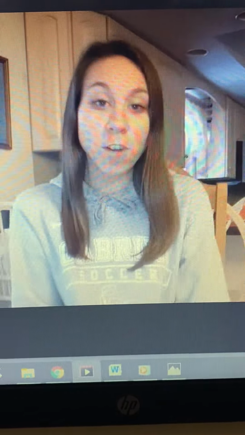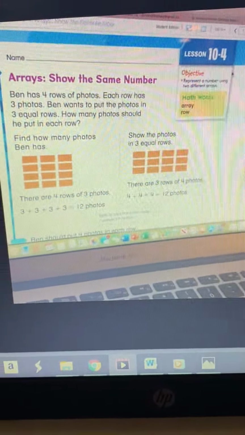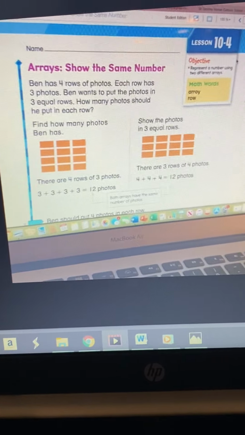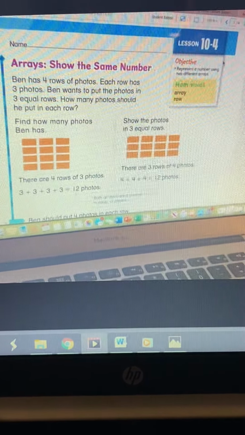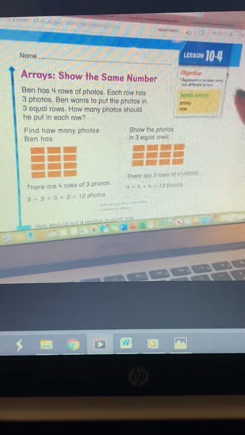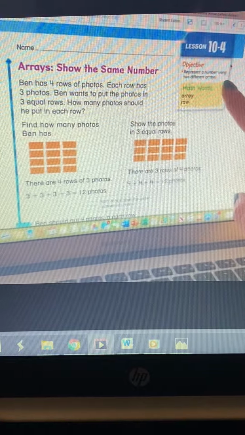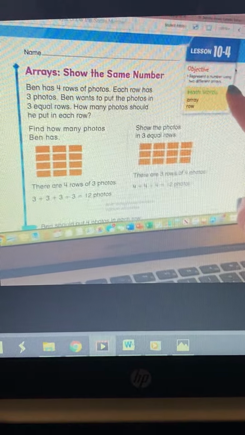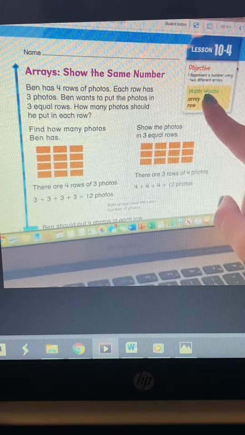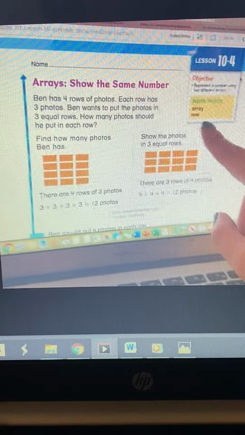Let's turn to page 433. So we should all be turned to page 433 for lesson 10-4, which is arrays show the same number. And our objective is to represent a number using two different arrays. And then the math words we are focusing on are array and row.